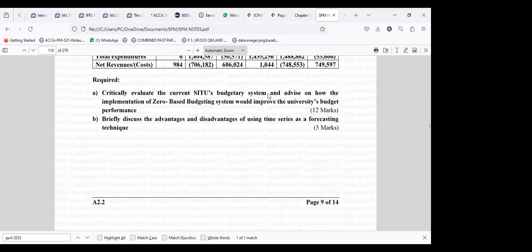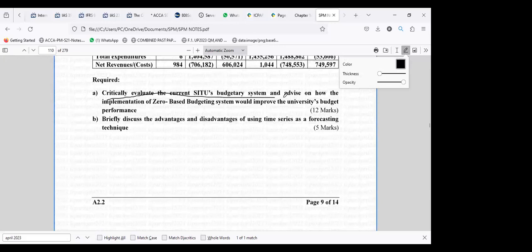So it's not like the zero-based budget is being calculated, because if you check that question properly, you will notice that the question is asking two things. It is asking this, and then whether implementation of a zero-based budget system would improve university budget performance. So here it is advice, meaning you need to introduce what a zero-based budget is and of course look at possibilities of how zero-based budget would improve whatever you have analyzed.